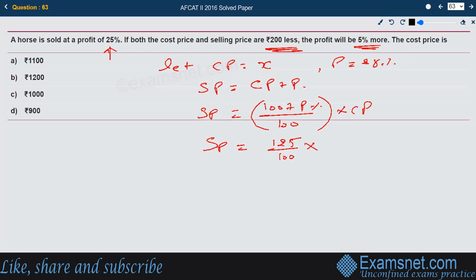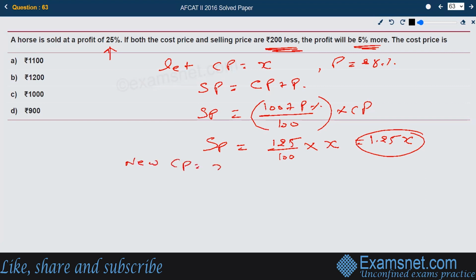125 by 100 into cost price, that is, we have to assume as x. So we can simply take this as 1.25x. So this is the selling price value. Now what he has said, both the cost price and selling price are 200 less. So let us have the new CP and new SP value.